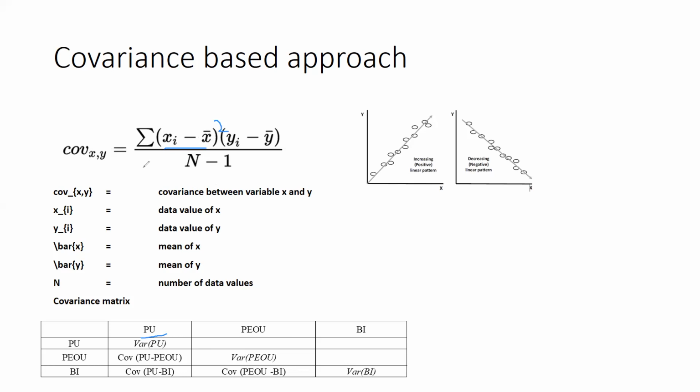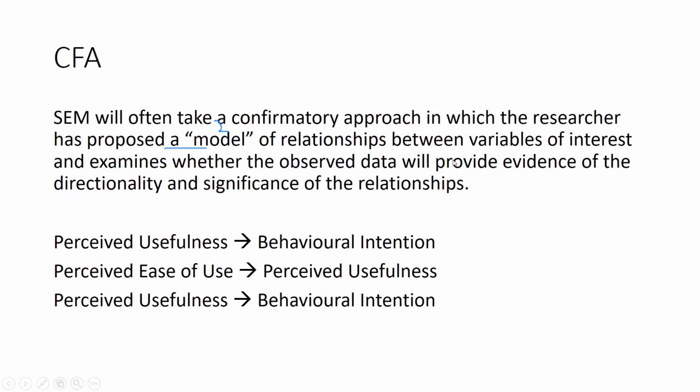And the covariance formula which I have mentioned here, xi minus x bar, yi minus y bar upon n minus 1, would be the covariance between PU and PEOU, which is denoted here. Similarly, I would have it for my other two variables. So in essence, what SEM does is calculate the covariance matrix. So there are two steps.